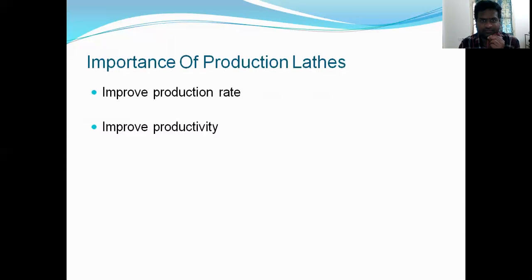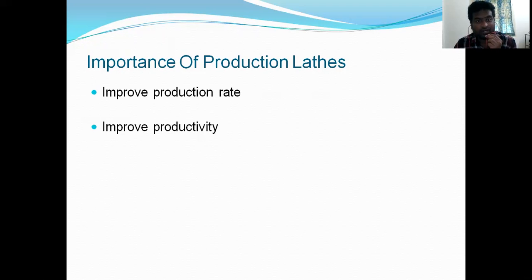Improve productivity, so more number of products. Production rate depends upon the time. Productivity depends upon the products. Let us take an example. Production rate means we want to produce 100 products within 1 hour. If we produce 100 products in 1 hour, that is our production rate, or 90. If we produce 90 products, it can also be a very good production rate because we are mentioning the time.